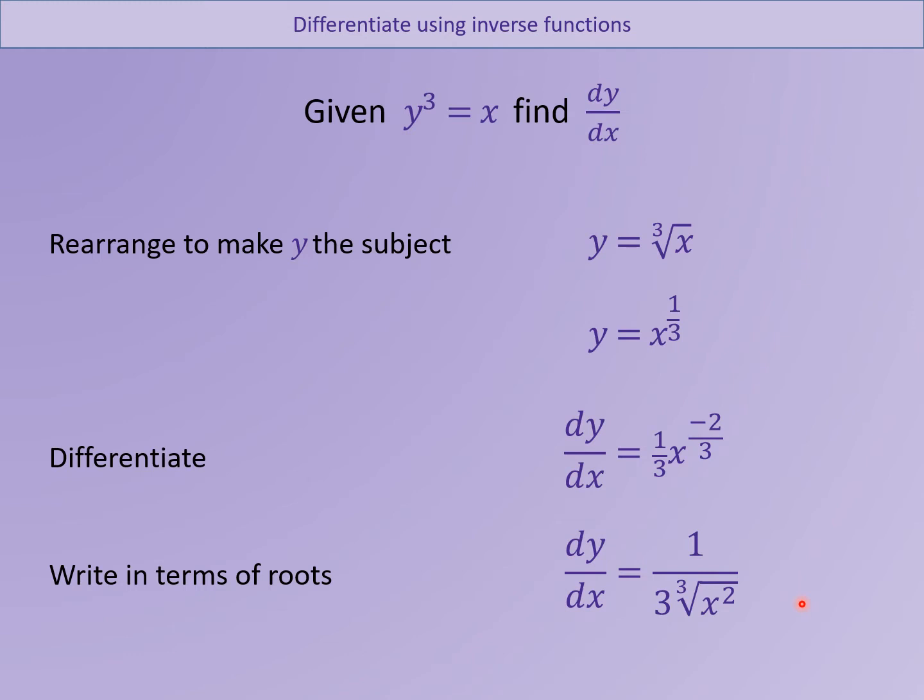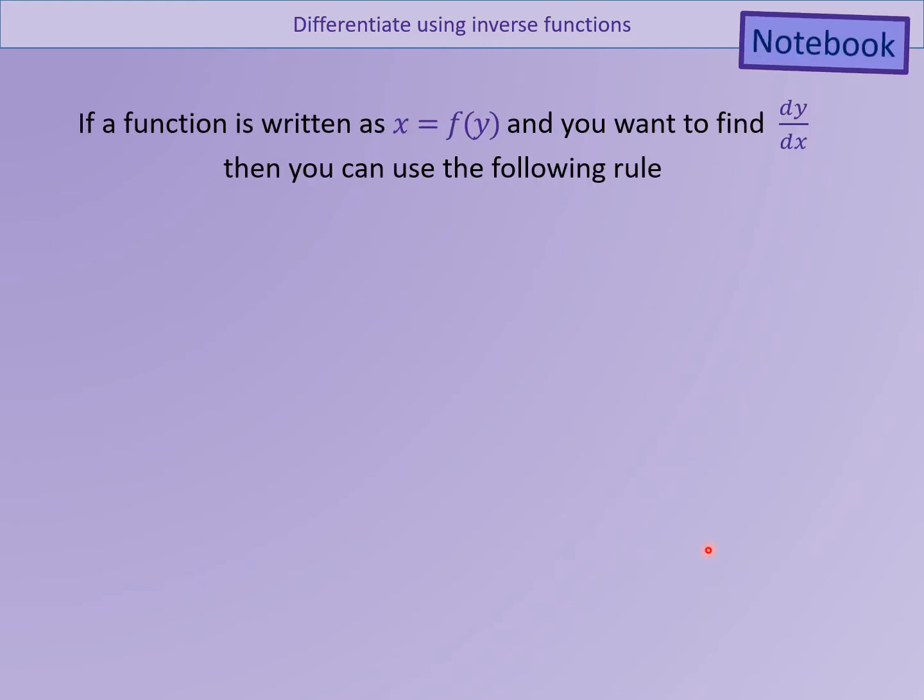But the problem is it's not always that easy to rearrange. For example, if I just added something simple to this, like y cubed plus y equals x, then I wouldn't be able to rearrange it, so therefore I wouldn't be able to work out dy over dx. So there must be a more efficient way to find the gradient function. And we're going to show you that now.